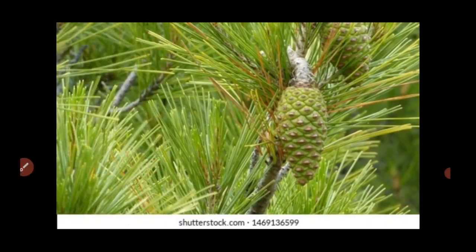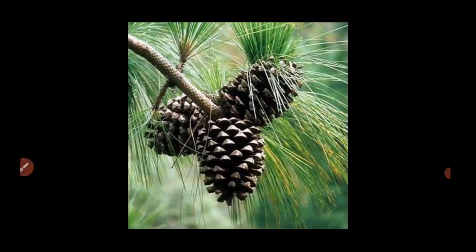The third one is Coniferales. These are evergreen trees with a cone like appearance. They have needle like leaves or scale leaves. See here, the leaves are like needles. Seeds are winged and produced in the female cone. Example, Pinus.